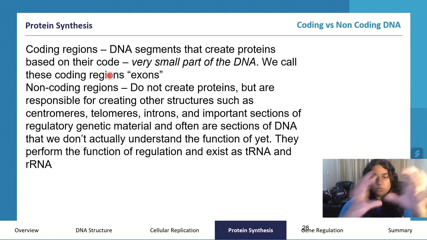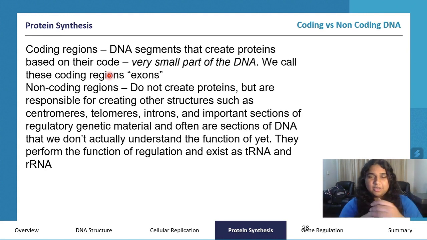Within our DNA, I did touch on this a little bit earlier, but I'm going to go into detail now. We've got coding regions that actually code for a particular protein or are used as areas of DNA that create functional gene products. This actually makes up a very, very small part of the DNA. You call these coding regions exons. These are the ones that are useful in terms of creating proteins or gene products that end up doing a particular function for a cell.